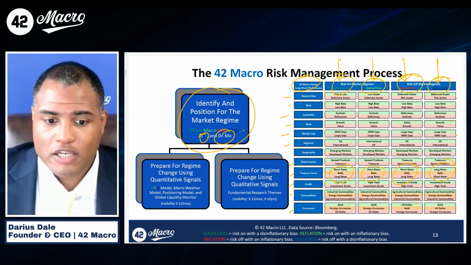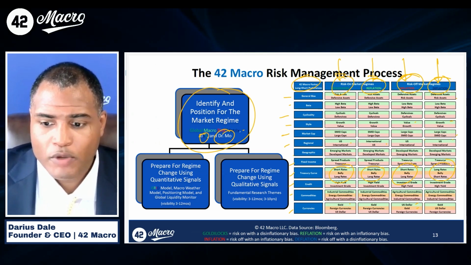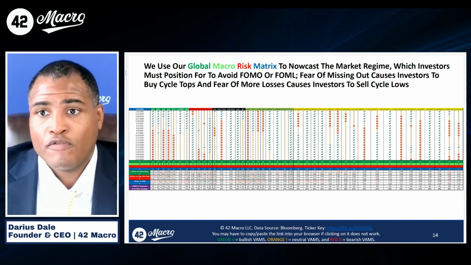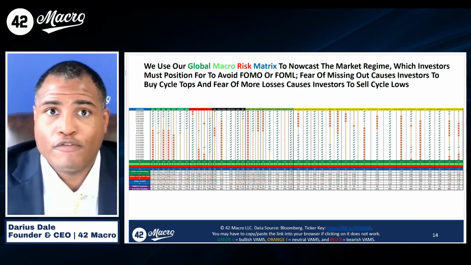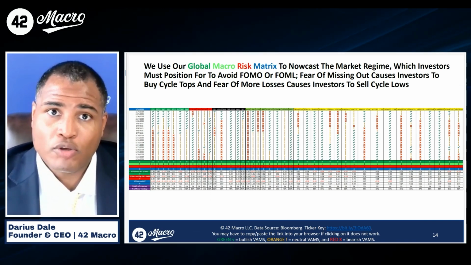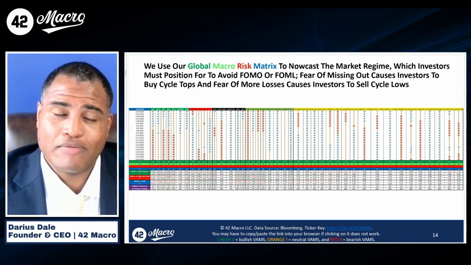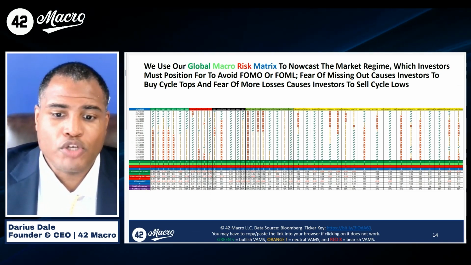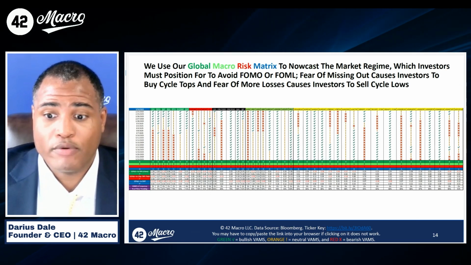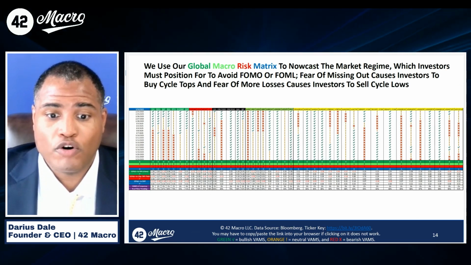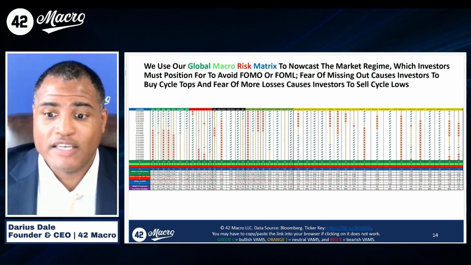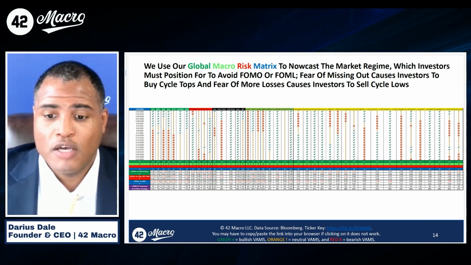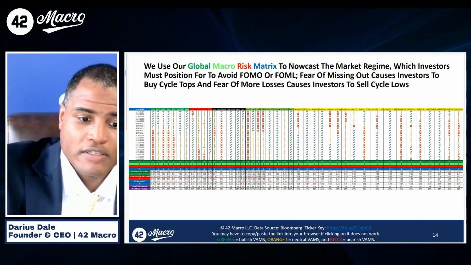And so let's talk about how we determine what the actual market regime is and how we send out timely and actionable signals for our clients to actually reorient their portfolios on time so that they can continue maximizing upside capture in bull markets and minimizing downside capture in bear markets. And so we use our global macro risk matrix to nowcast the market regime, which investors must position for to avoid FOMO or FOML. Fear of missing out causes investors to buy cycle tops, and fear of more losses causes investors to sell cycle lows.